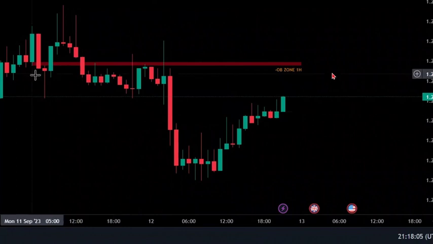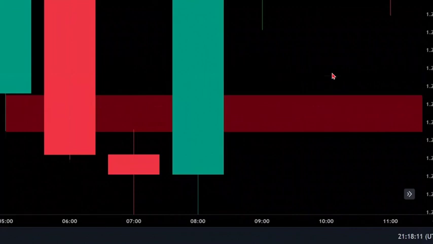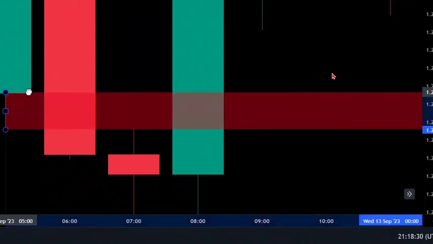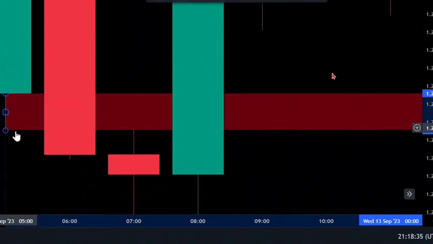That's going to be a dotted line too, by the way. Nope, that's consequent encroachment. Macro mean threshold. Hold on. Wait. You've got to move that box perfectly to the opening price. Yeah, right there, and then now you've got to move it down a little bit to the low.